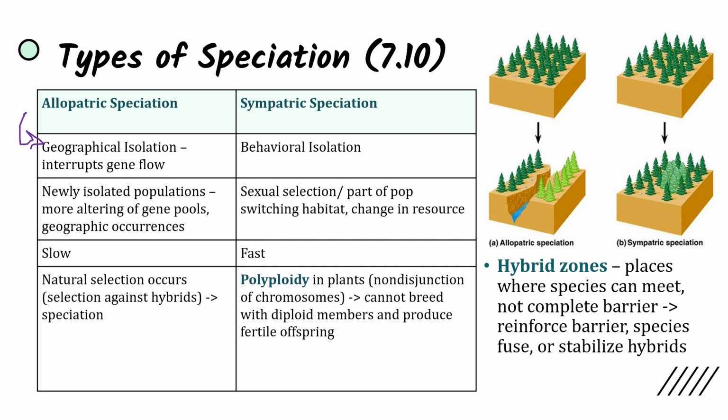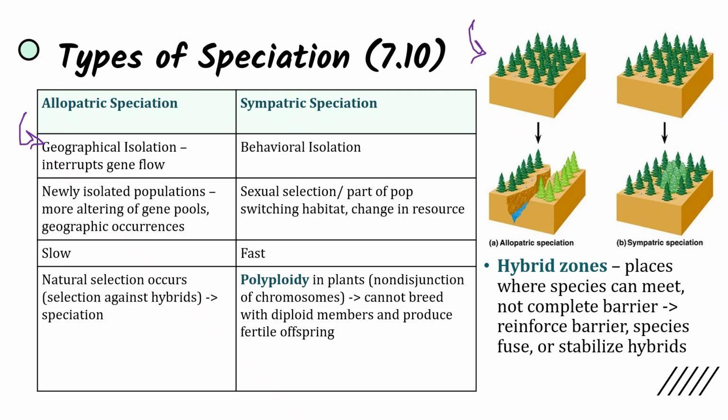And so we have newly isolated populations that are going to mean the gene pools are altered, especially if they're made newly isolated after a geographic occurrence. So for instance, over here we have this forest, and all of these trees are going to be part of one species, one population. But after allopatric speciation occurs, and this is generally going to occur slowly, because natural geographic occurrences take a while to happen.